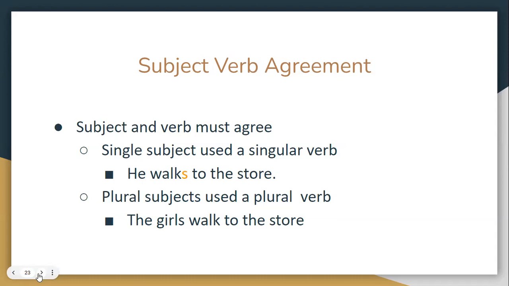And plural subjects use a plural verb. Now, we would think of a plural verb as having the S, but it's the opposite. So we would say the girls walk to the store. So the singular verb has the S and the plural verb does not. So keep that in mind because it's a little counterintuitive to what you might be thinking.